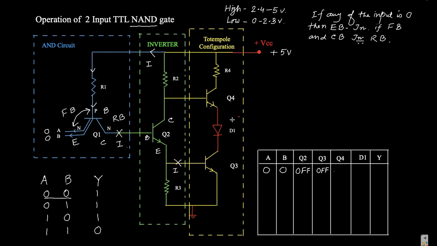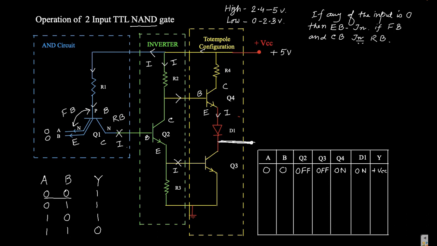Now, what about Q4? Some portion of the current will flow through it, and it can flow through the base, emitter and the collector. As it is forward biased, current will flow through this diode, and if this is your output, then we are getting the output from here. That means Q4 is in the on state, D1 is in the on state, and Y is 1, that is plus VCC, which means high.